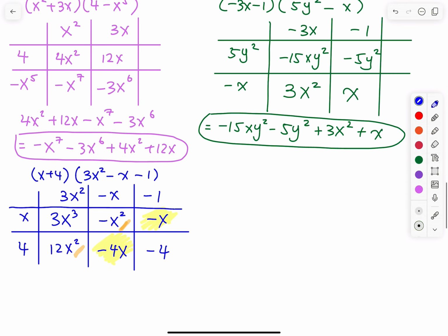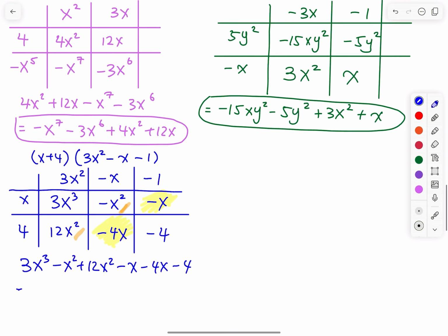So we have 3x to the third. Let's just write everything out. Minus x squared plus 12x squared, minus x minus 4x, and then minus 4. Okay, combine the like terms. 3x to the third, 12 minus 1 is 11x squared, negative 1 minus 4 is negative 5x, and then minus 4. There we go. This is done.